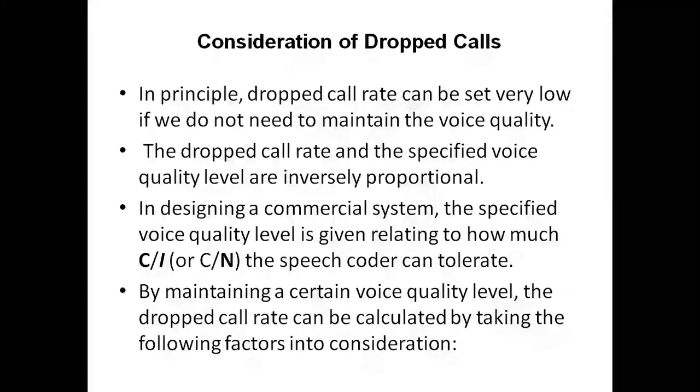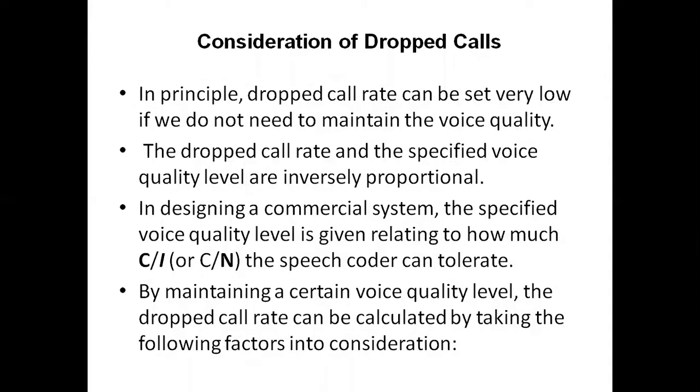So in principle, the dropped call rate can be set very low if you do not need to maintain the voice quality. If we do not need better voice quality, if we do not need to maintain some voice quality level, then we can get a low dropped call rate. What is meant by voice quality? That is the level of the speech signal. Okay, in the first chapter we have already covered there are 5 levels, CM1 to CM5. So that is voice quality, excellent, good or poor.